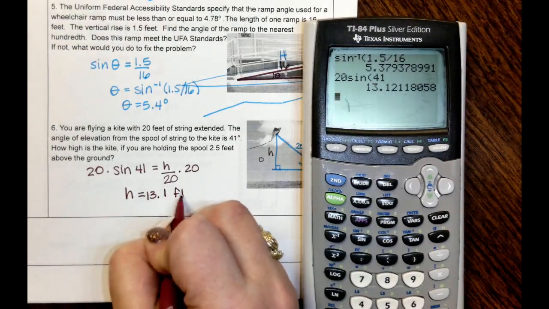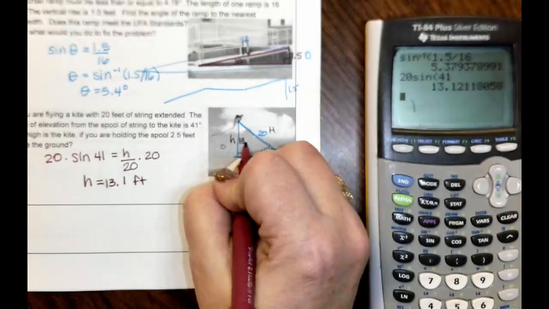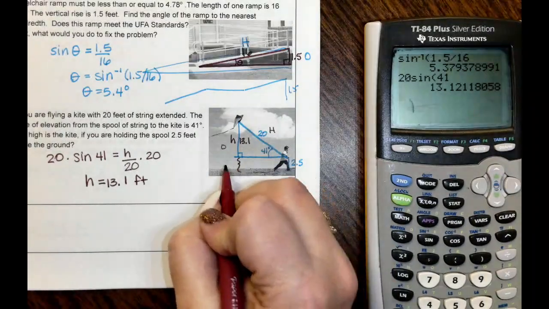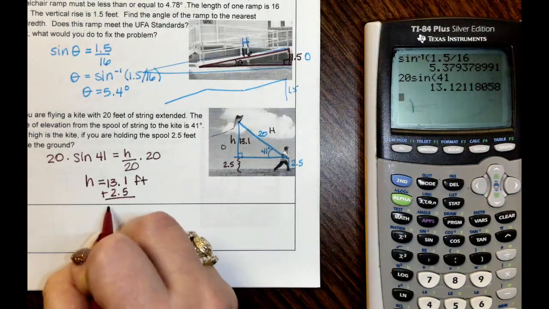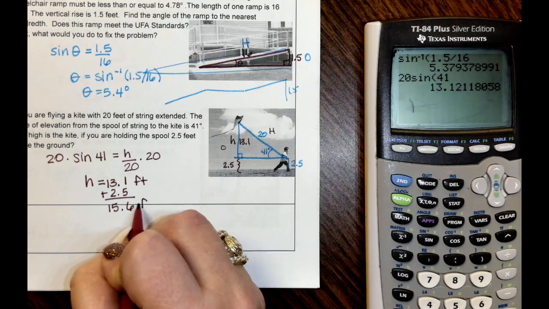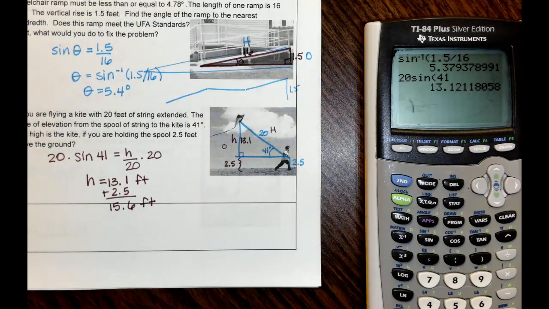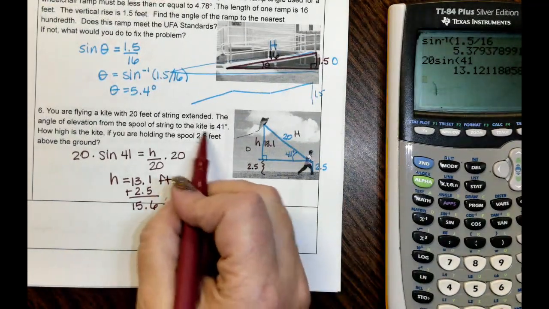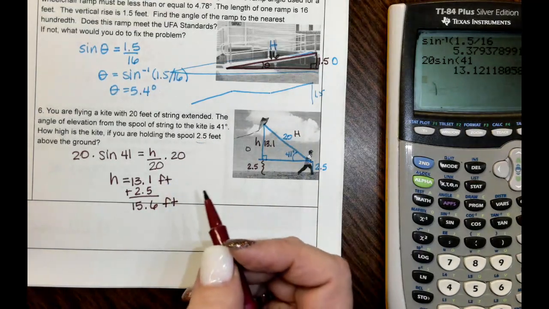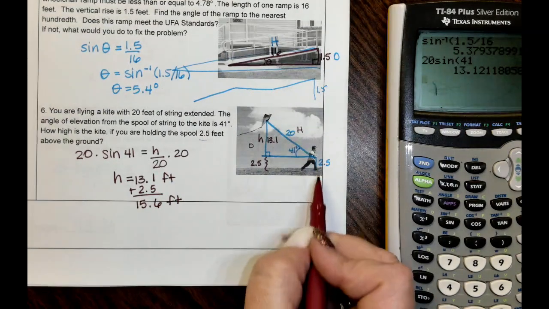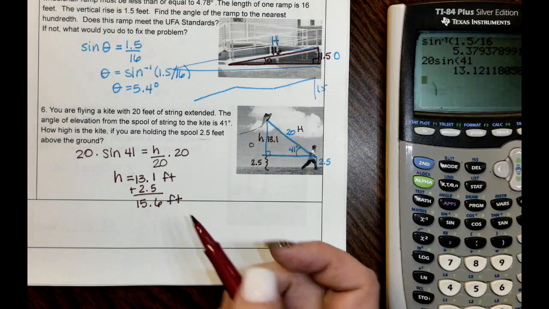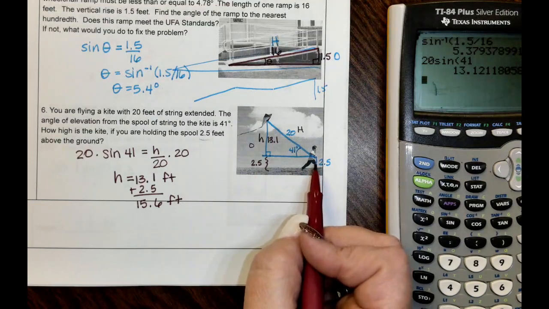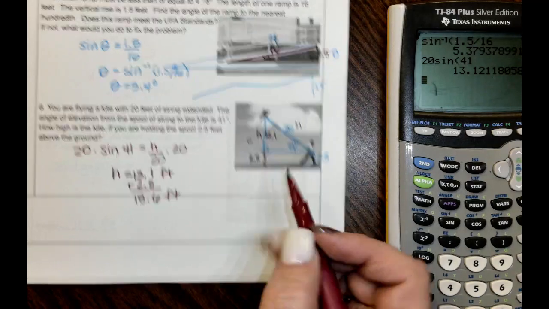That's this piece right here, 13.1. But I'm holding it 2.5 feet above the ground, so I need to add the 2.5 feet back in. So the kite is actually 15.6 feet off of the ground because we didn't connect the kite to the ground. If it doesn't tell you how high off the ground that you're holding it, then you have to assume that you're going to negate this, that you're not going to pay attention to it, and that it's minimal in the realm of things. And so if you're given that information, then you would add it back in. But if you're not, you would just do it as though the kite's been tied to the ground.